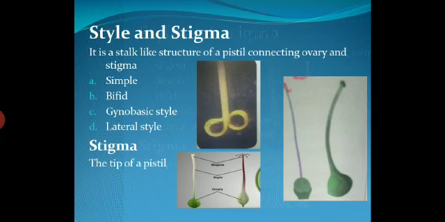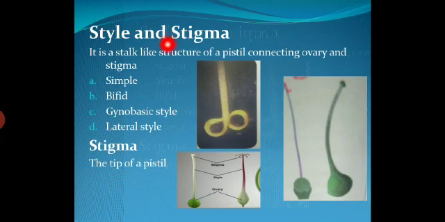Next one, the style and stigma. The pistil consists of ovary, style and stigma. Now see about style and stigma. The style is the stalk-like structure of a pistil connecting the ovary and stigma. The style is divided into four types: simple style, bifid style, gynobasic style and lateral style.